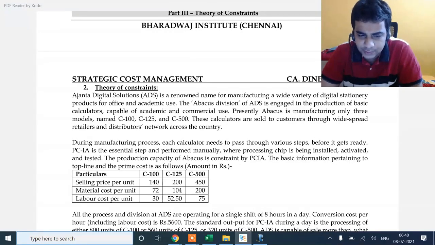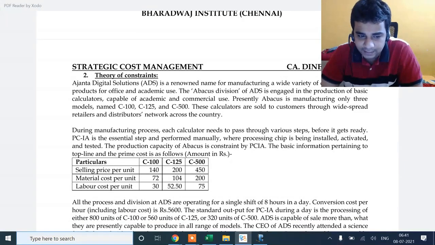Ajanta Digital Solution, ADS, is a renowned name for manufacturing a wide variety of digital stationery products for office and academic use. The Abacus division of ADS is engaged in the production of basic calculators capable of academic and commercial use. It is manufacturing three models, C100, C125 and C500. These calculators are sold to customers through widespread retailers and distributors.